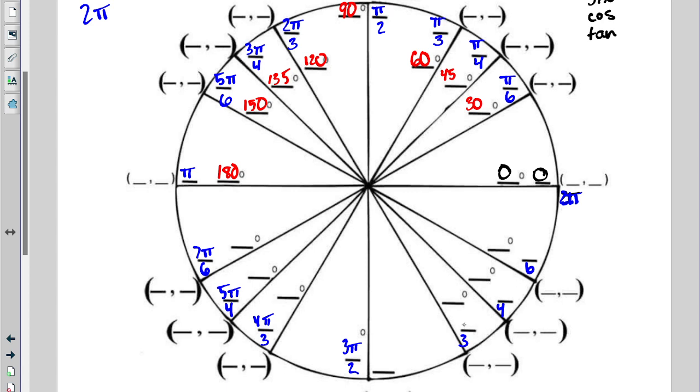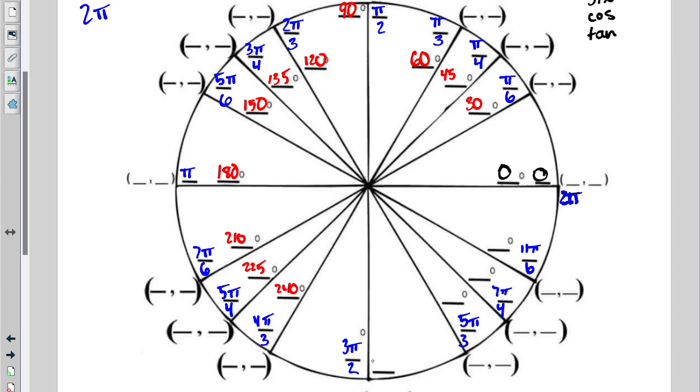So the double of this would be 6. Well, that means it's going to be 5 pi over 3. This one's going to be 7 pi over 4. And this one's going to be 11 pi over 6. Okay? And let me do the angles real quick. These are going to be 210, 225, and 240.